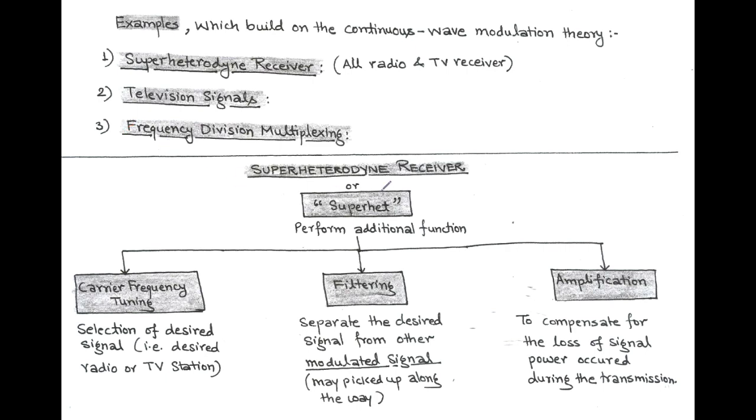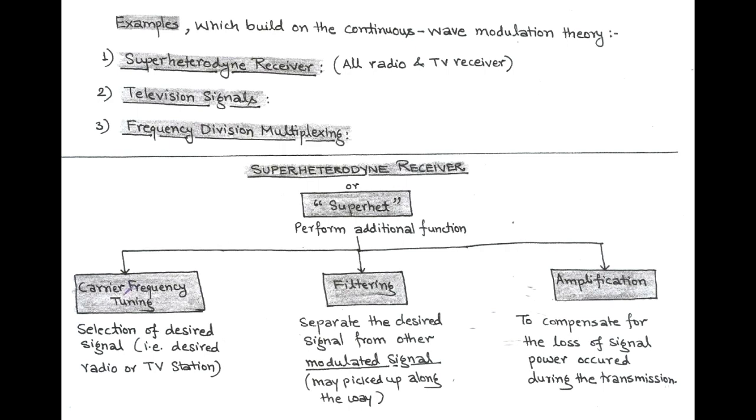So our first topic is superheterodyne receiver or superhet. Superheterodyne receiver is used in all radio and TV receivers as it performs additional functions such as carrier frequency tuning, filtering and amplification. These are the additional functions beside detection of signals which make the superheterodyne receiver common for all radio and TV receivers.